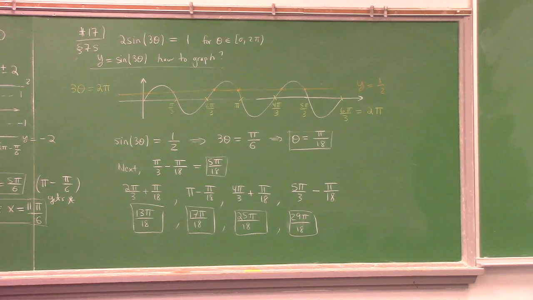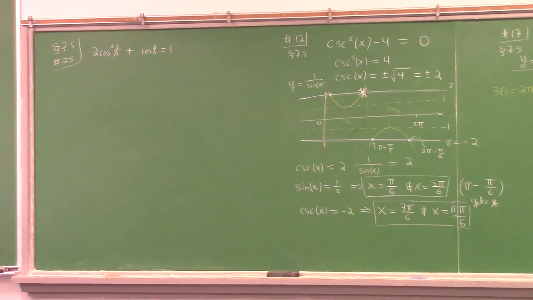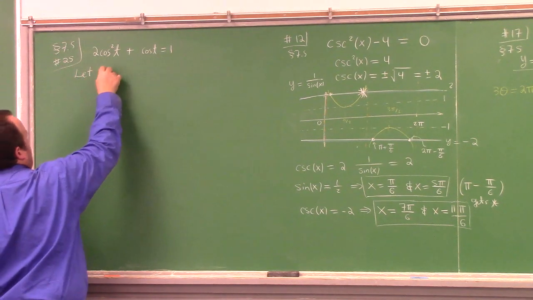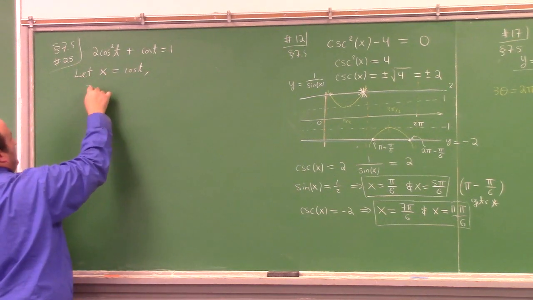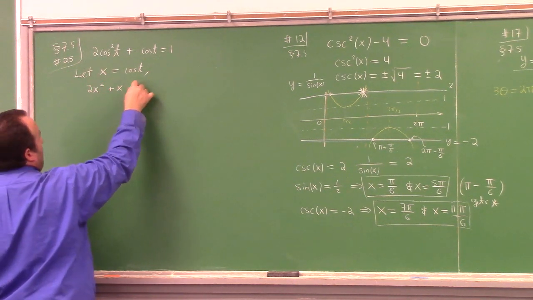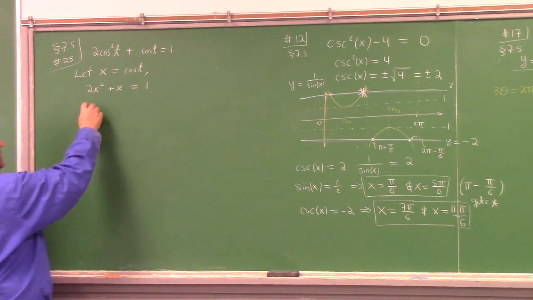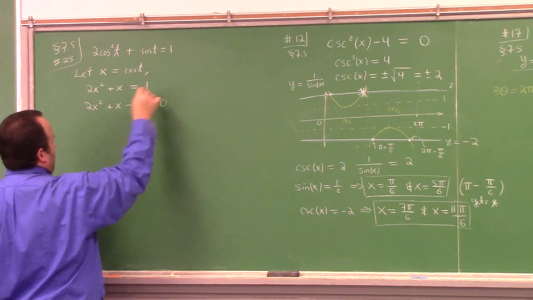So in a problem like this, what you want to do is make a substitution. All right? Because if we look at this problem, what we're looking at is a problem which is quadratic in cosine t. See, this is quadratic in cosine t. So what we can do is just let x equal cosine t. And then we've got the equation 2x squared plus x equals 1. And we know what to do with that. That's a quadratic equation, right? So we've got 2x squared plus x minus 1 equals 0.